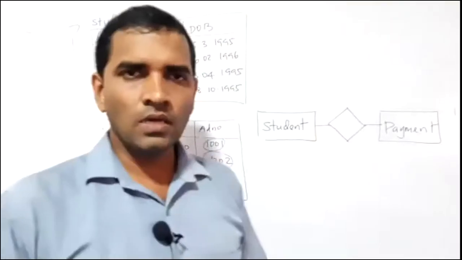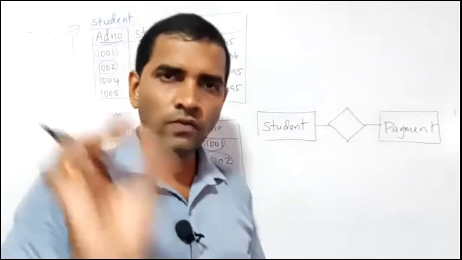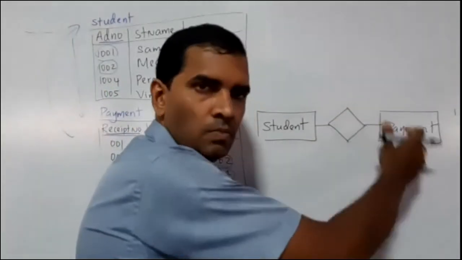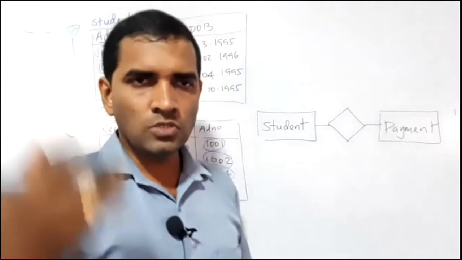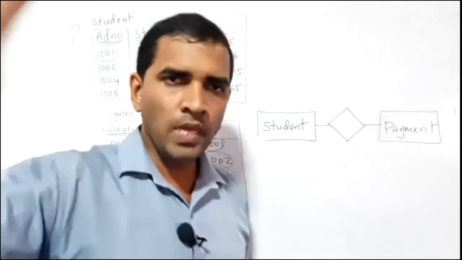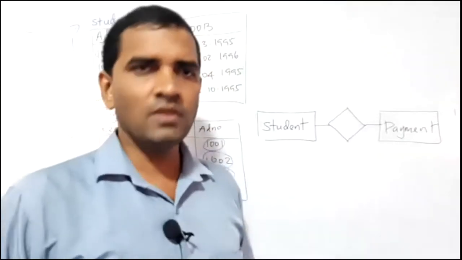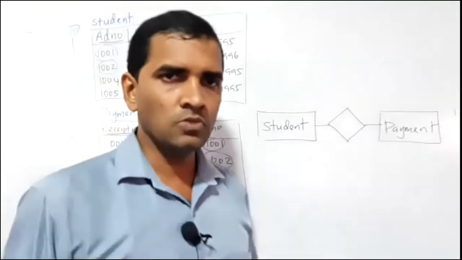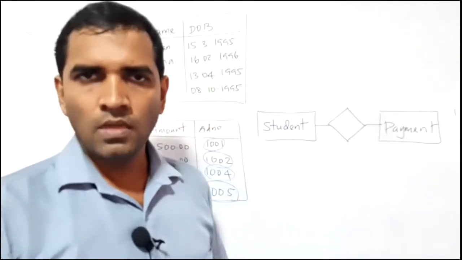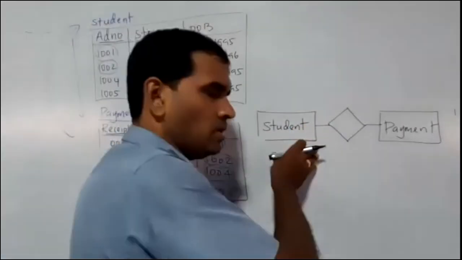You know what the relationship between these two is? I can describe the relationship in one word using a verb, right? So students make payments, or students pay payments. Better to use the word make. We often use the word make for payment. So students make payment.